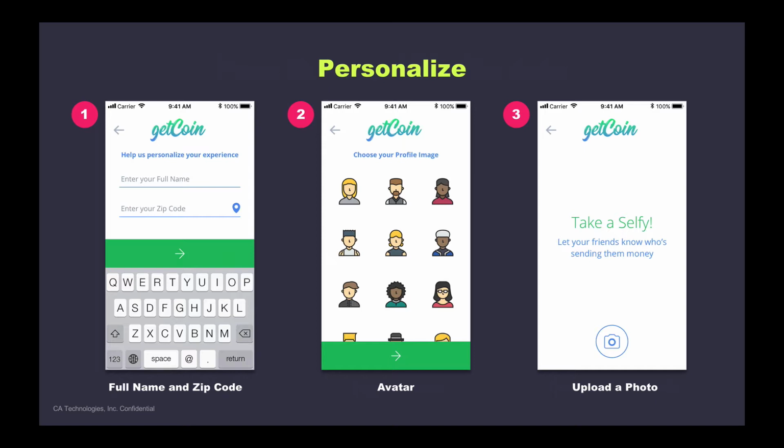All right, how many vote for the first one in terms of name and zip code? Okay, how about the avatar? All right, a little bit more popular. And taking a selfie. Okay, this is clearly the most popular option. Let's say we're going to take a selfie.